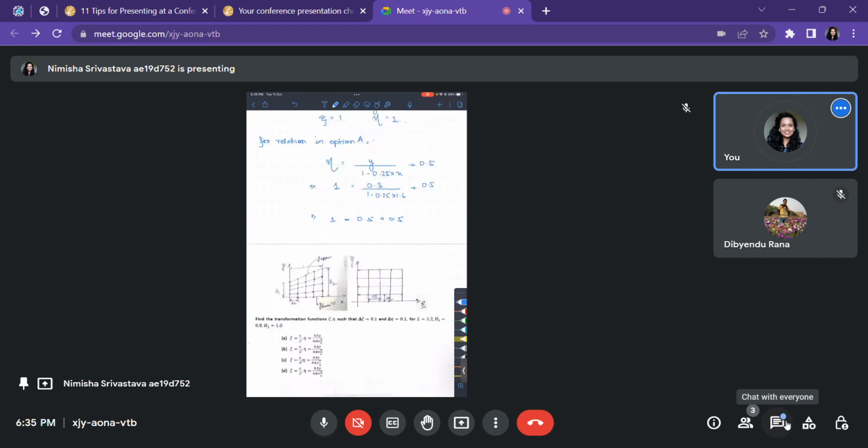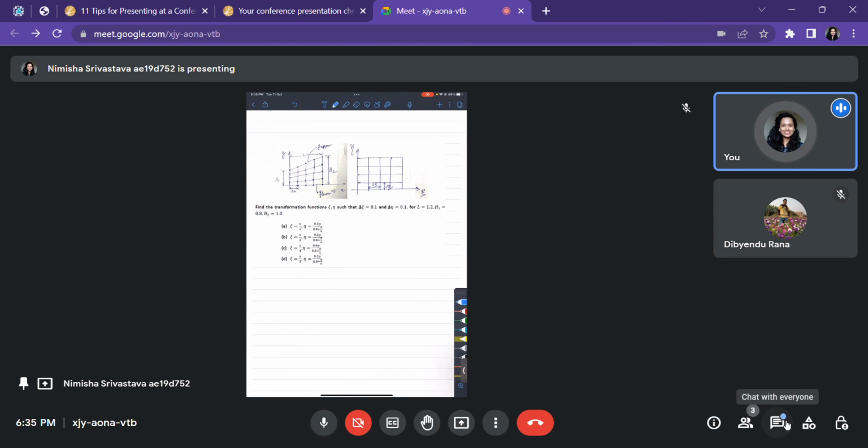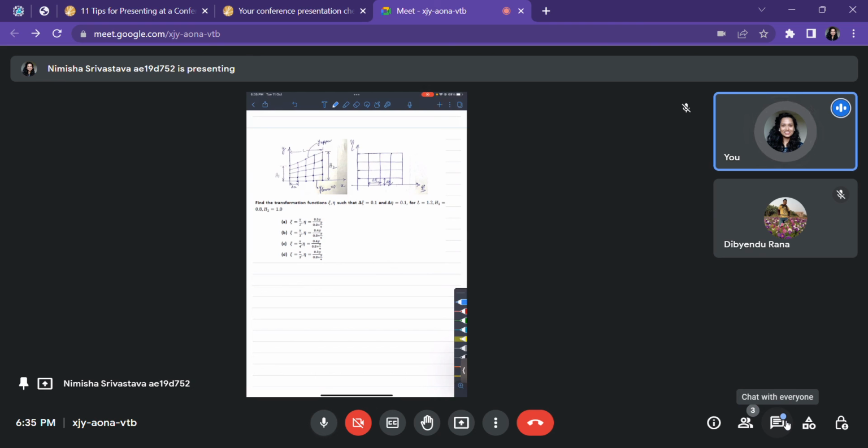Right. Okay. So now we have our final question for today. This is yet another transformation based question. So let's see what is written over here. We're being told to find the transformation function zeta and eta such that delta zeta is 0.1 and delta eta is 0.1 for L equals 1.2.